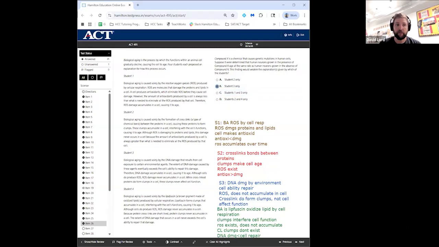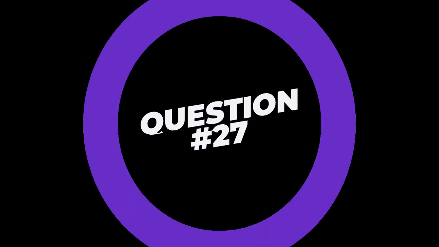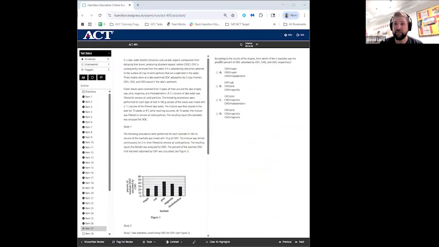All right. So let's see what the next one would be. According to the results of the studies, from which of the 5 leachates was the greatest percent of DOC adsorbed by CM1, CM2, CM3, respectively? So this one has a lot going on.